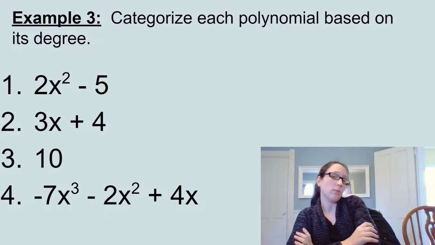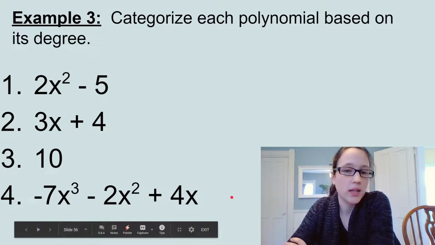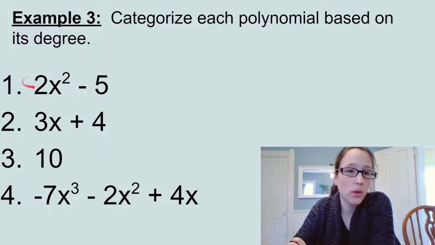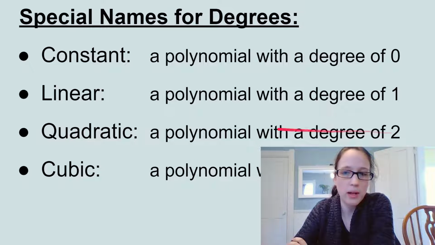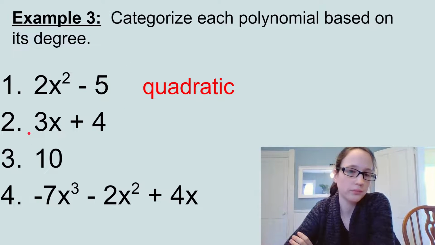Okay, so let's do example 3. So we just need to say what each polynomial is based on its degree. So we could talk about how many terms we have here. This one has 2 terms, so that's a binomial, but we don't care about that right now. We want to look at what the degree is. So on this one, I see that the highest exponent is a 2. So what was our word for 2? Oh, it's a quadratic. Okay, so this one is a quadratic.